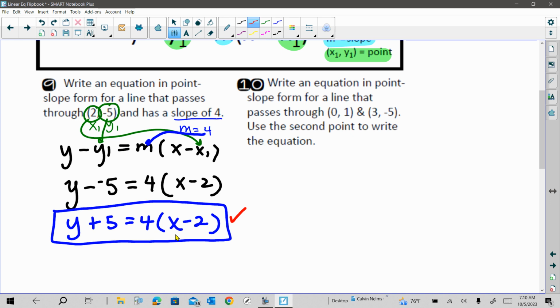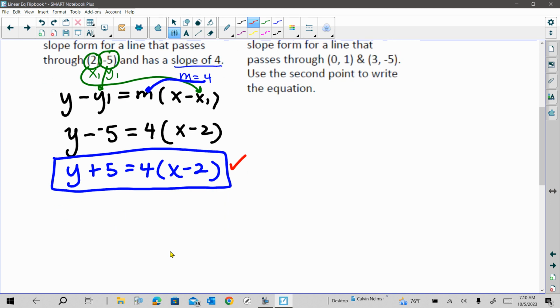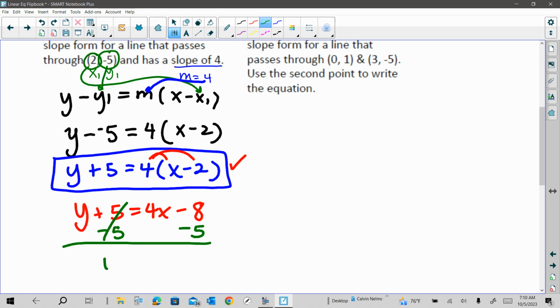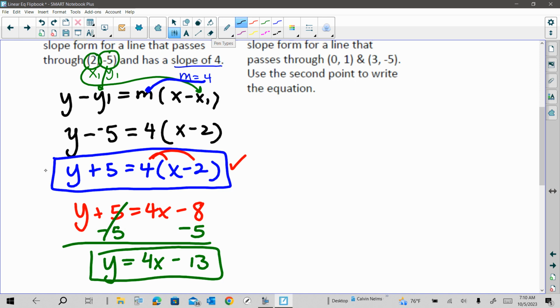If they ask you to put it in slope-intercept form, because this is point-slope form, you would have to first distribute the 4, the slope. When I do that, we have y plus 5 equals 4x minus 8, and then solve for y. Get the y value by itself. We're just going to subtract the 5. So now my slope-intercept form is y equals 4x minus 13. I did this because I want you to understand that these two, whether it's point-slope form or slope-intercept form, are the same equation.